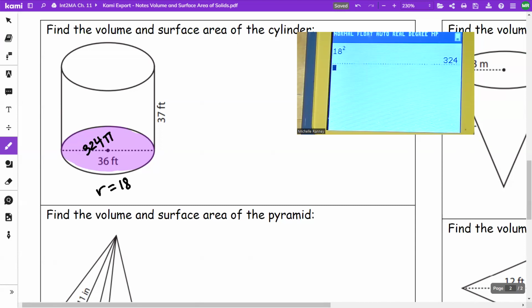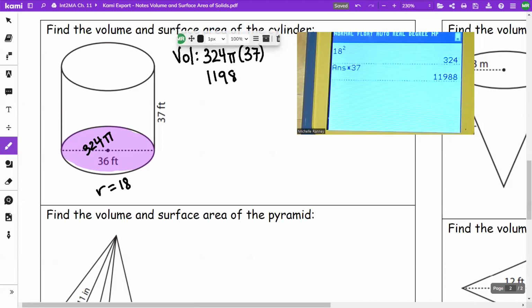And so for my volume, I am going to take 324 pi. I'm going to times it by my height, which is 37. And when I do that, I get 11,988 pi feet cubed. That's going to be my volume.